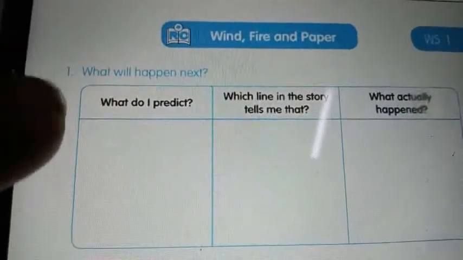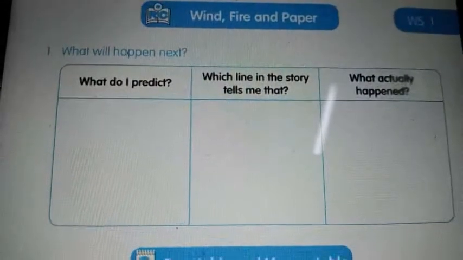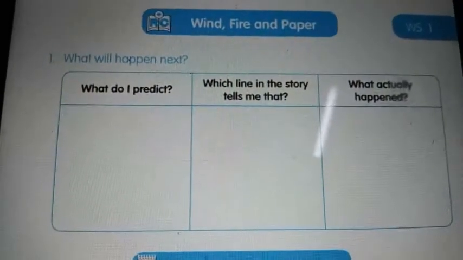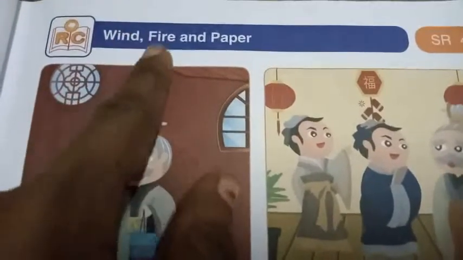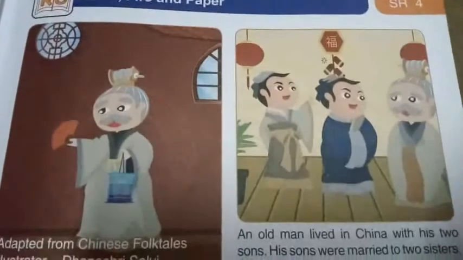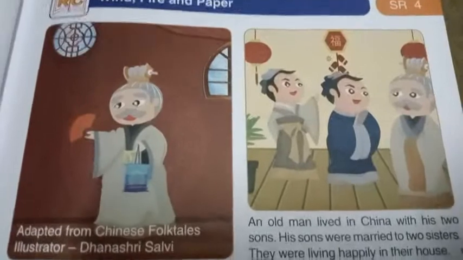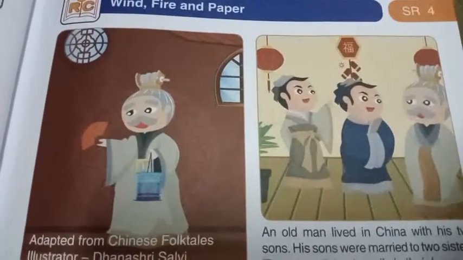You also write this tabular column in your notebook, okay? I will send you in WhatsApp. Let us read the remaining page in that Wine, Fire and Paper story, okay? From our yesterday's class, we read 2 pages from this story, right? Did you read these pages, my dear children? Yes, I hope. Next, we will see the remaining page.